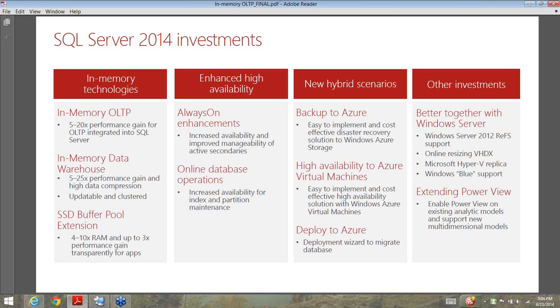Right, so the deck that you see right now on your screen shows the various buckets wherein we saw most of the investments going in with the release of 2014, which got released in early April this year. All right, so the first one being the in-memory technologies. Now out of this, the first one, as you see on the screen, is the in-memory OLTP. That's the major chunk of area that we're going to talk about today, right?